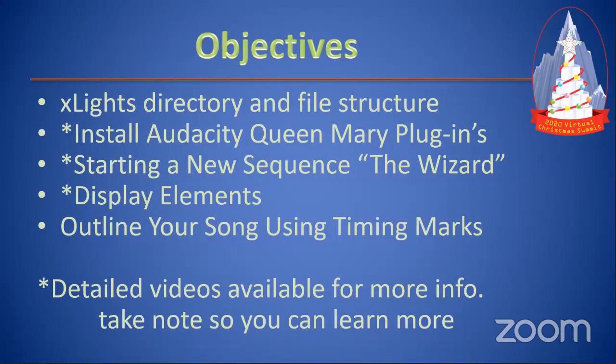Number one, what we're going to work on is the xLights directory and file structure. The second thing we're going to talk about is installing Audacity Queen Mary Vamp plugins. Then we're going to move on to starting a new sequence using the sequence wizard. And then after you have your sequence open, there are things that are important before you begin the sequence, which are the display elements and how to place those properly inside your display so that they make sense sequence-wise. And then finally, I'm going to touch a little bit on what I call outlining your song using timing marks.